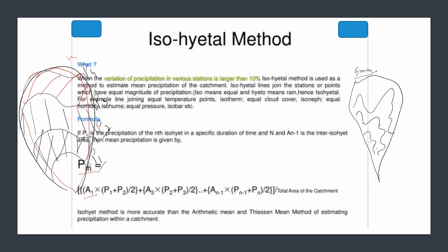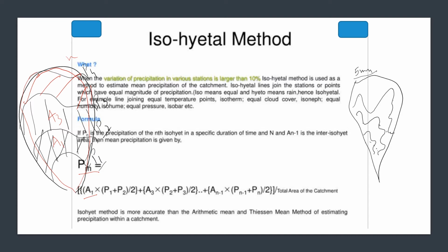A1, this is the interhyetal area between P1 and P2, multiplied by (P1 plus P2) divided by 2. So if this is area 1 as bordered by P1 and P2, then this will be A1 multiplied by (P1 plus P2) divided by 2. Plus A3 multiplied by P2 plus P3. That means if this is the area A3, and this is P2 and P3, then this will be A3 multiplied by (P2 plus P3) divided by 2, and so on, and An minus 1 into (Pn minus 1 plus Pn).